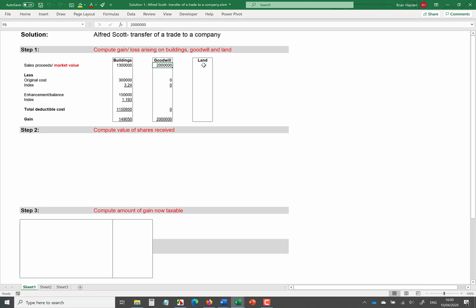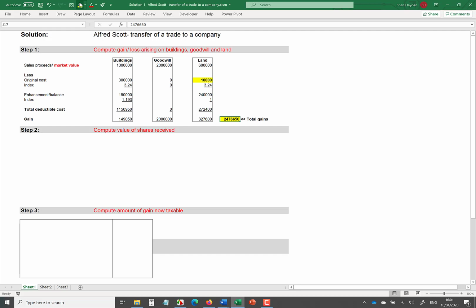With the land, the market value is 600,000. Current use value, worth noting that it's just the current use value that I'm using as original cost. And then the balance of the purchase cost, 240, is not indexed. So we have a gain on the land of 327,600. So total gains there on this transaction as things stand of almost 2.5 million euros.